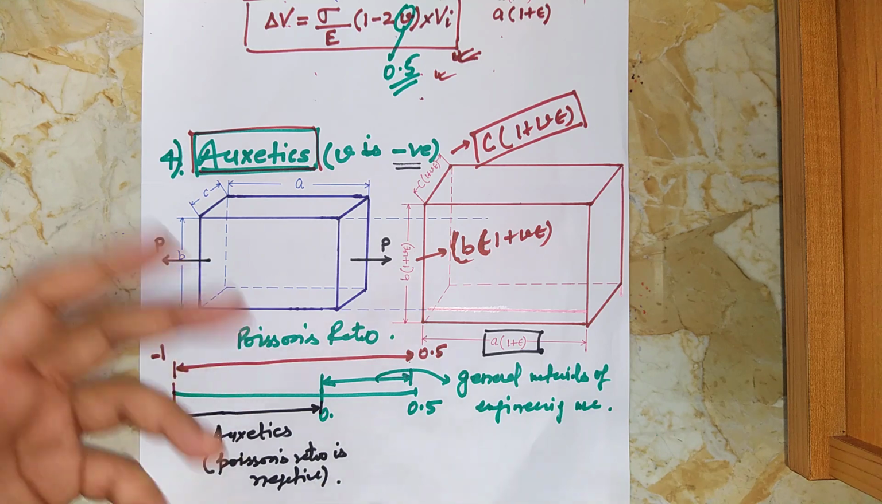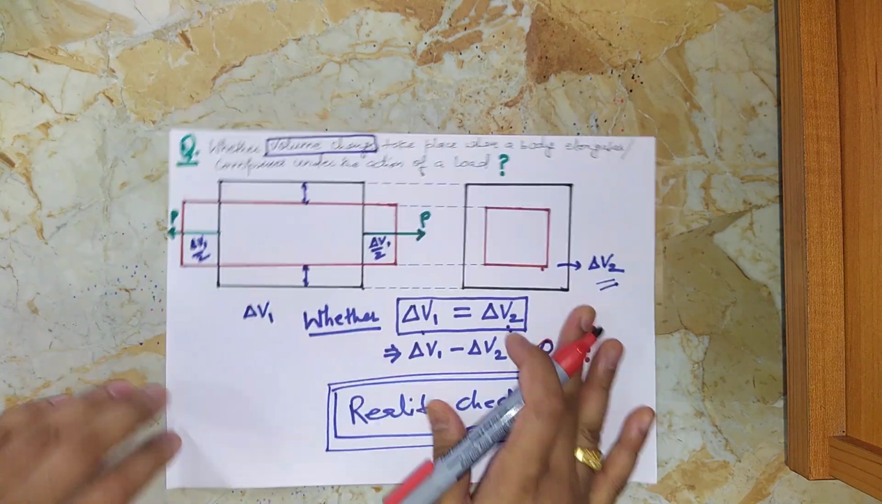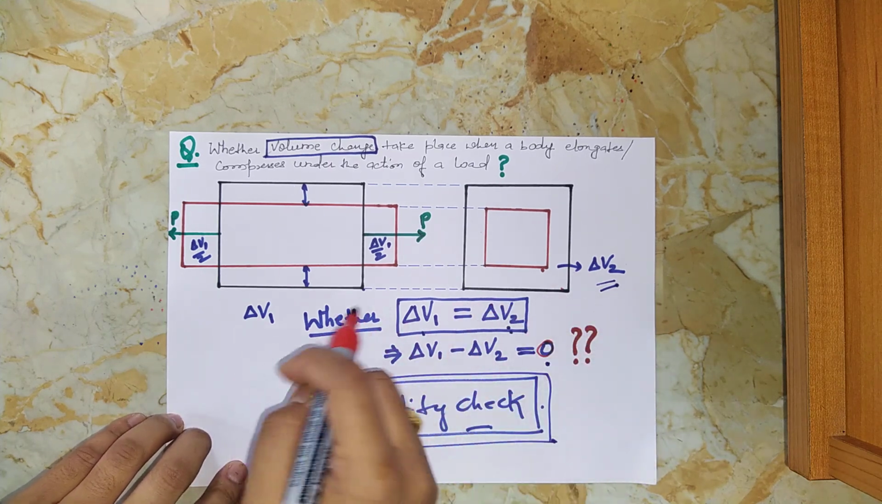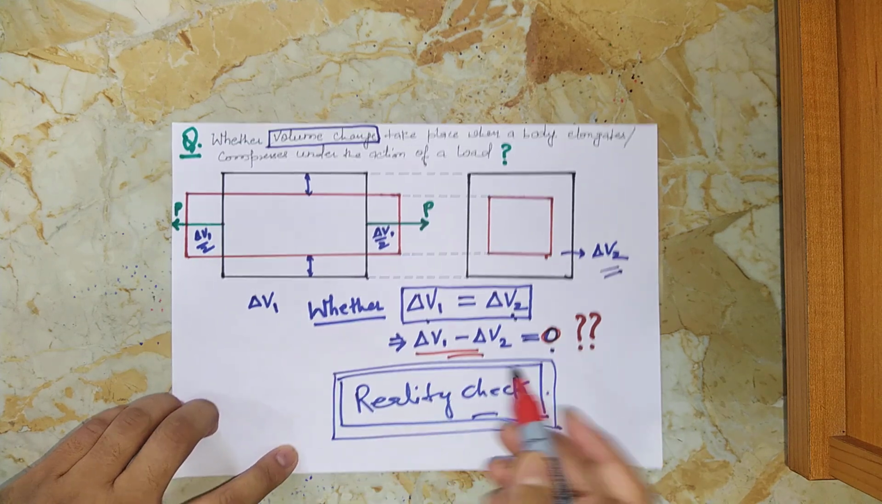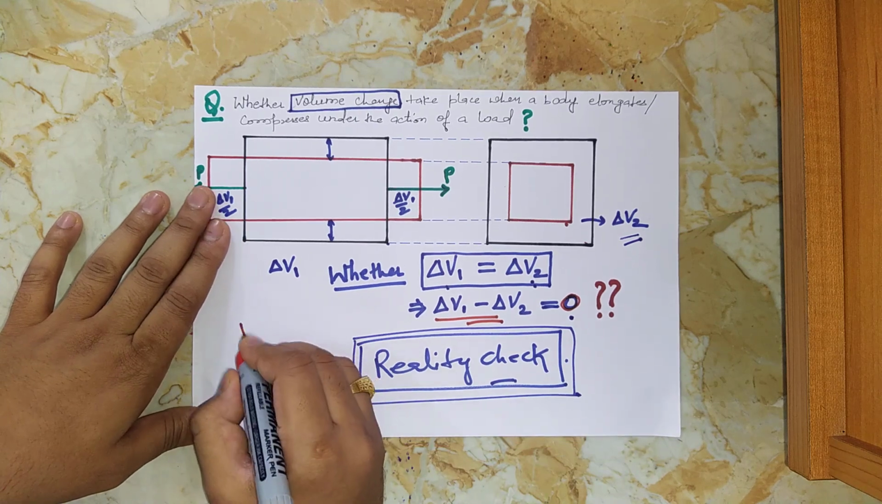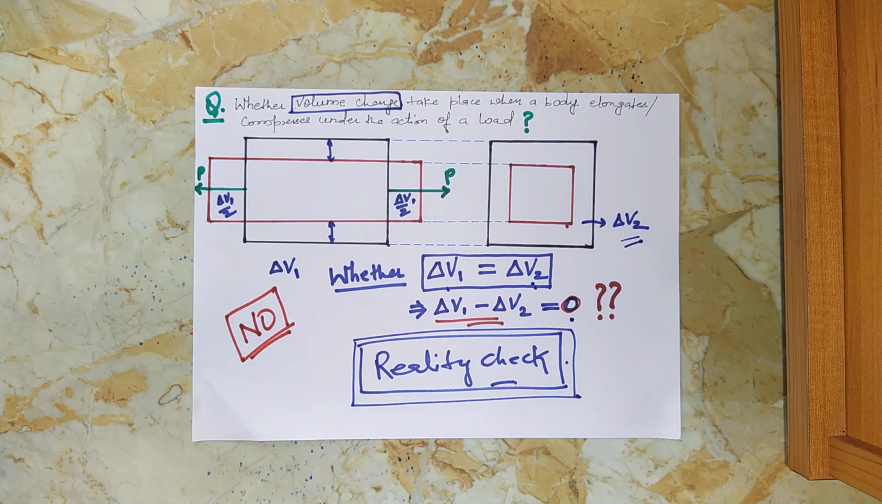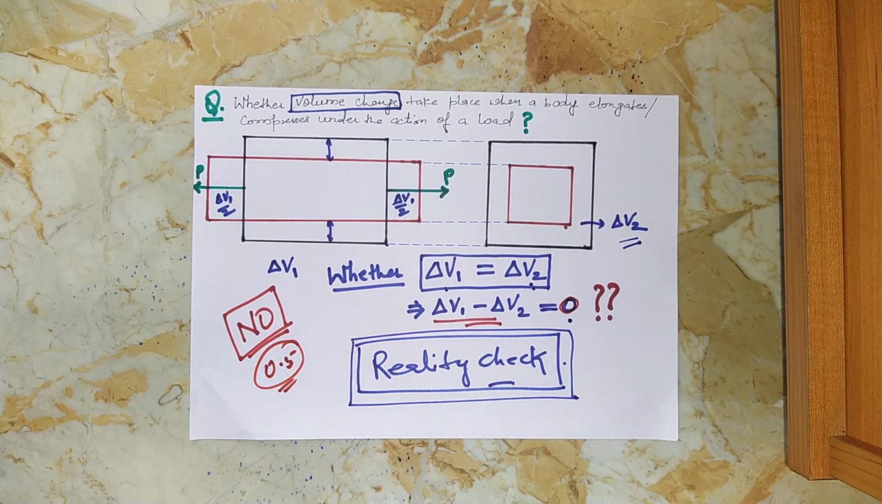So now, as we have done a reality check: the change in volume due to increase in length and the decrease in volume due to contraction in cross-sectional area because of loading in the axial direction, does it yield zero volume change? Here we conclude that no, this assumption is wrong. There is a definite volume change occurring unless the Poisson's ratio value is 0.5 in the material when it is elongated or compressed by applying an external load P.